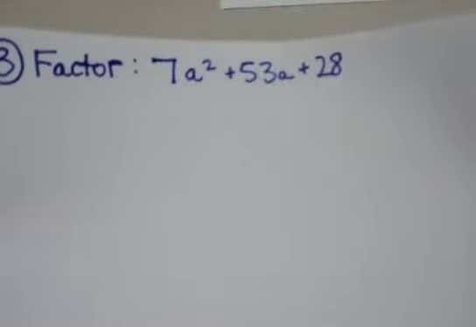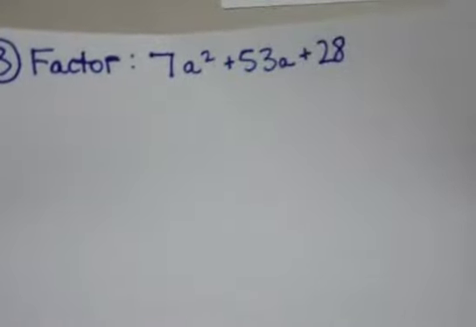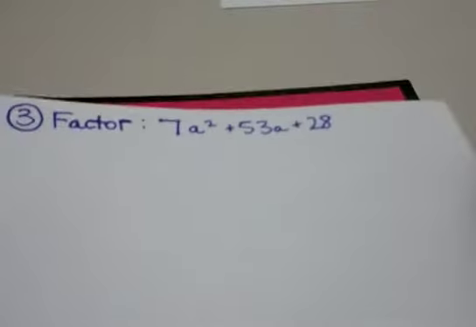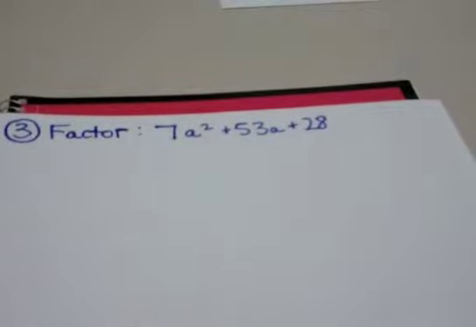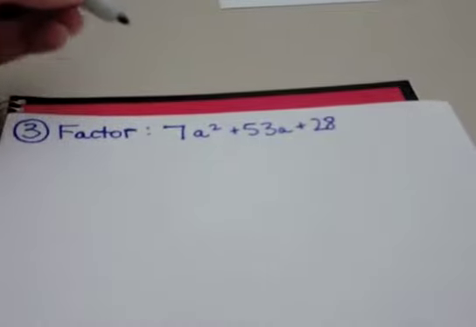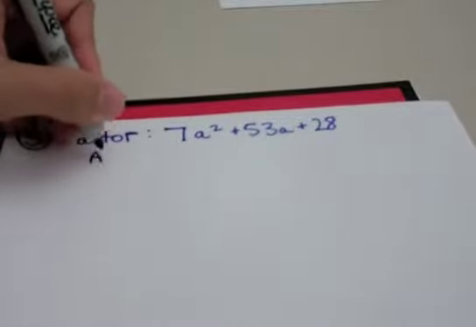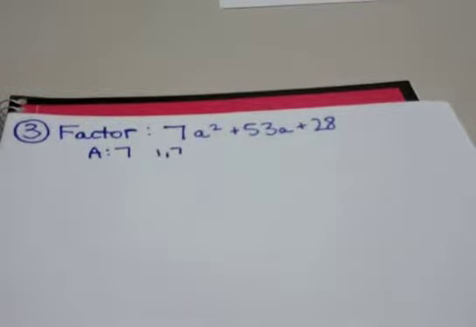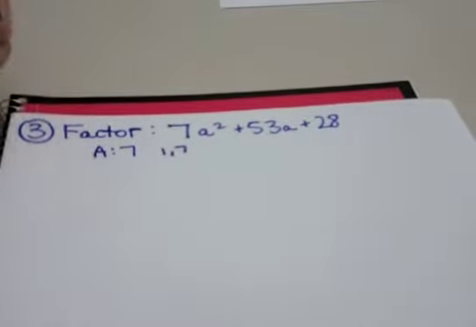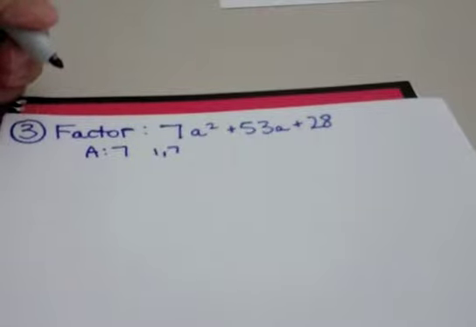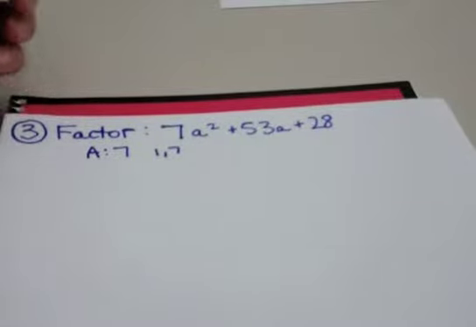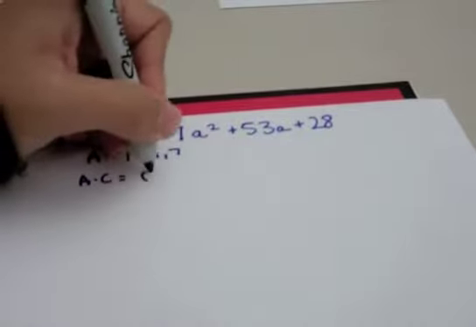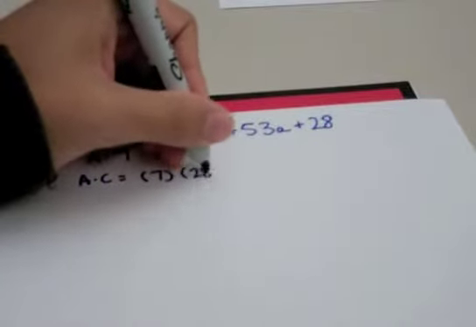Okay, let's move on. So the next problem asks us to factor 7a squared plus 53a plus 28. With this one, start again by looking at your a value. Our a value is 7, and the factors of 7 are just 1 and 7. So that one's nice and easy for you again. But when we multiply a times c, we're going to get a number that's not as pretty as we're used to working with. So a times c is going to be 7 times 28.